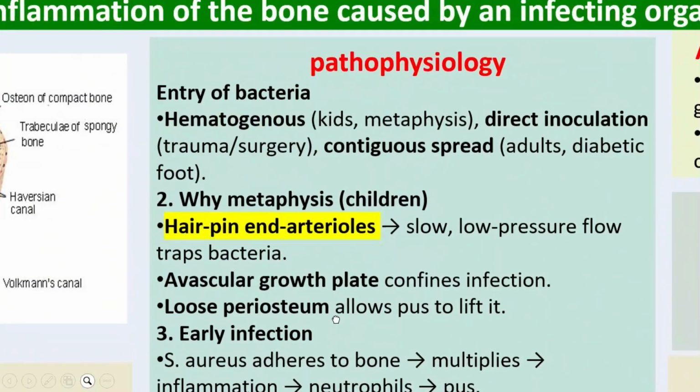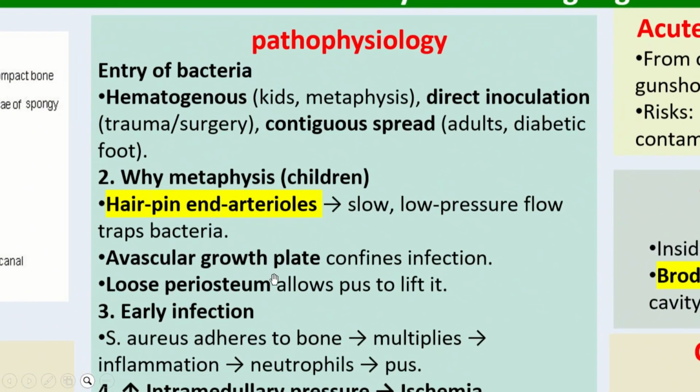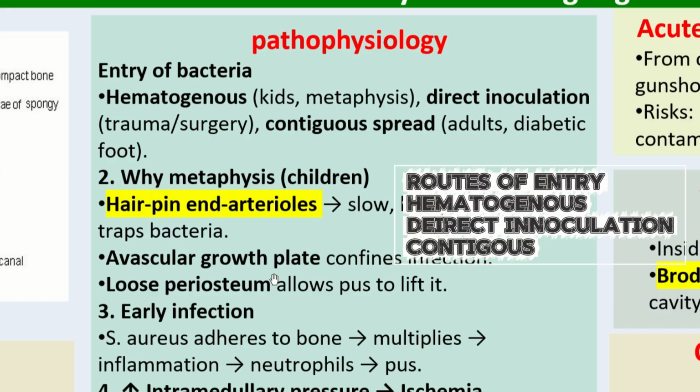So when we look at the pathophysiology of osteomyelitis, what's going to happen is that we are going to have entry of bacteria, and we have basically two routes. Sometimes you have the hematogenous route, where someone has a systemic infection, and then somehow the bacteria lodge in the bones, they proliferate, and they cause inflammation there. Then we have direct inoculation, which may be due to trauma or during surgery, where we introduce the organisms directly onto the bone. Then there is contiguous spread, where the infection just spreads from the surrounding tissues directly into the bone. It is seen in adults or in diabetic foot.